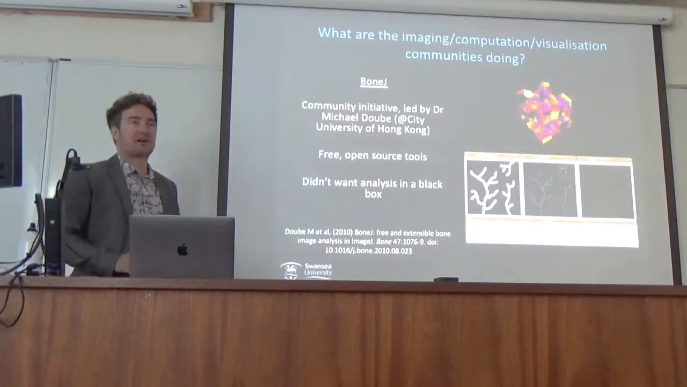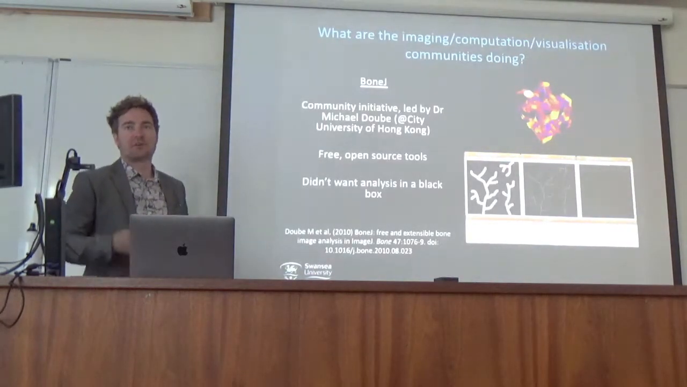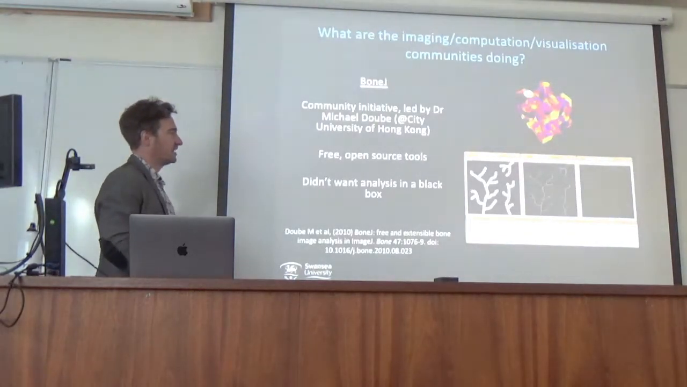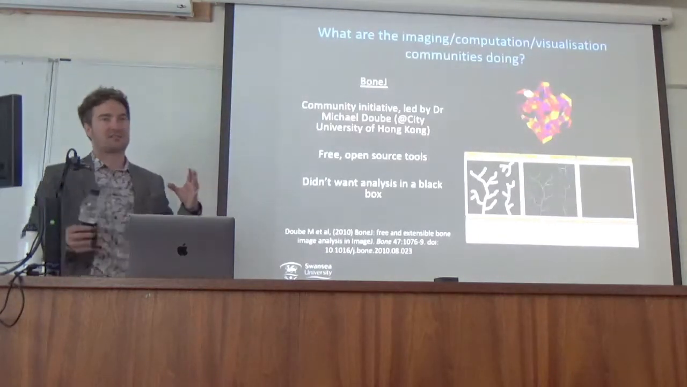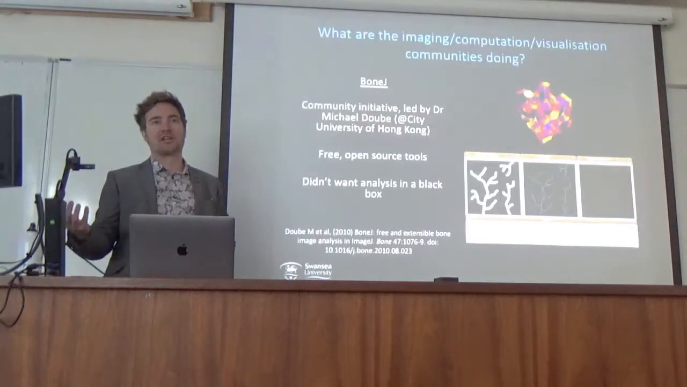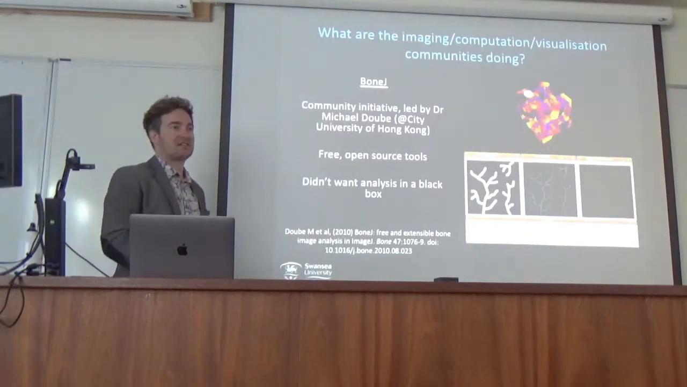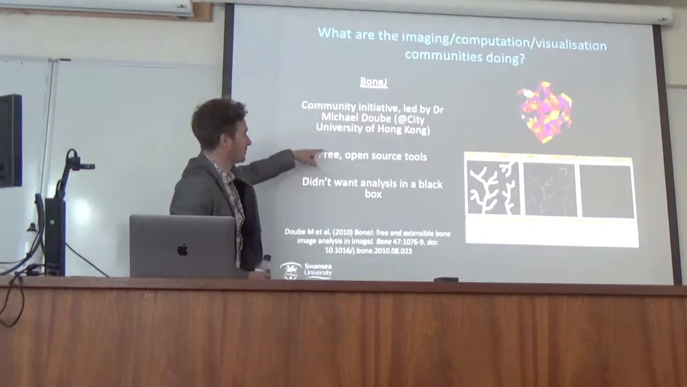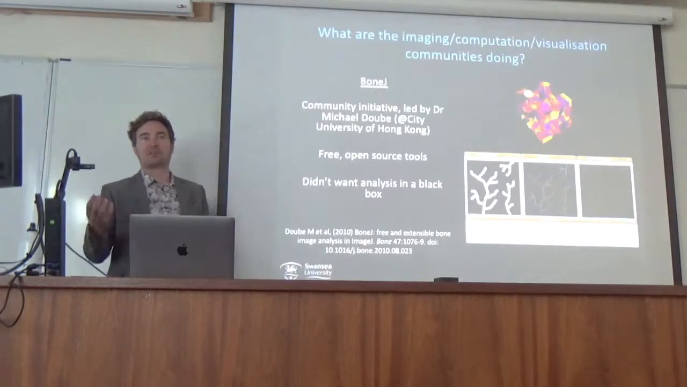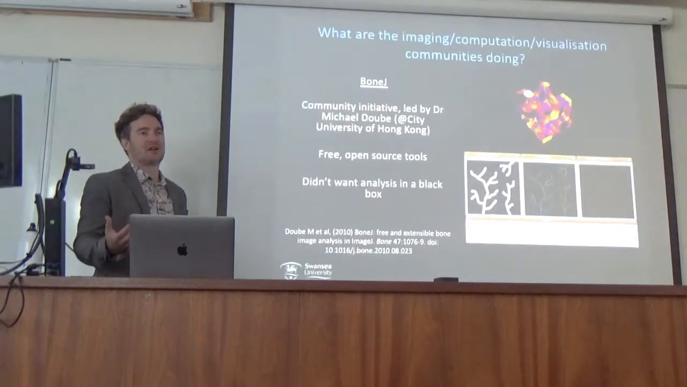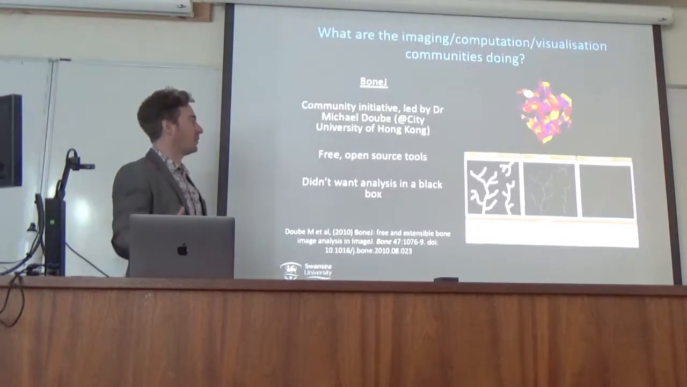He's the creator of BoneJ, which is a plugin for ImageJ, which I'm sure everyone's familiar with. The key when Michael developed BoneJ, it's a toolbox of different plugins that will analyze bone. Bone's a really common material for 3D data sets, and you just need repetitive analyses a lot of the time. He wanted it to be free, open source, but he didn't want the analysis in a black box, because that's one of the biggest problems with closed software, is people can't really check the workings. A lot of the time people aren't checking the workings, but to have the option and the ability to check the workings was really important.